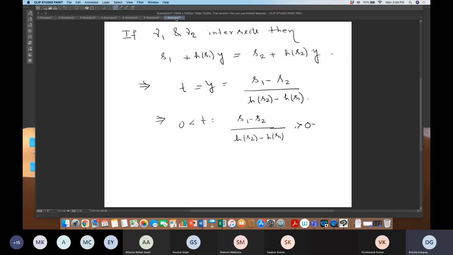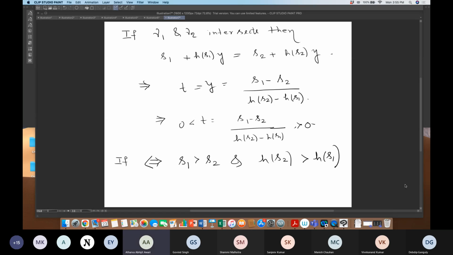When this term is greater than 0, if and only if, we know that we want to solve for y, because our domain is y greater than or equal to 0. So if we want y greater than or equal to 0, then if and only if S1 is greater than S2 and h of S2 is greater than h of S1. What type of function is h? Increasing.